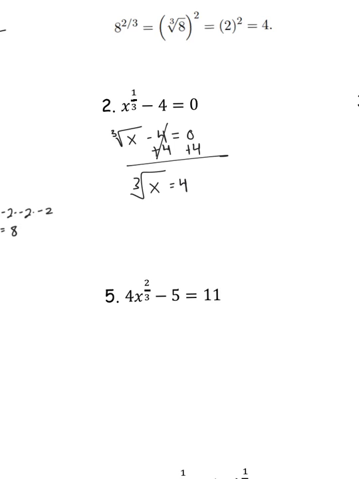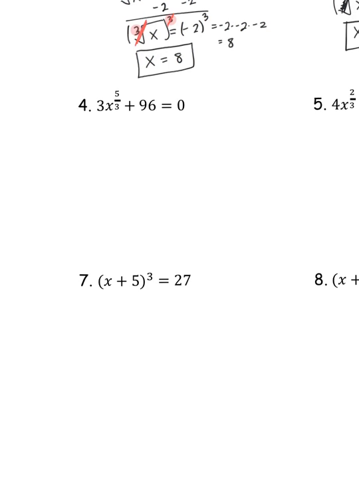To get rid of that cube root symbol, I'm going to raise both sides to the 3rd power. Again, I'm looking for these two numbers to be matching, so I'm going to cross these out. I'm going to have x equals 4 to the 3rd power, which is 4 times 4 times 4, giving us 64. So you should get x is equal to 64.